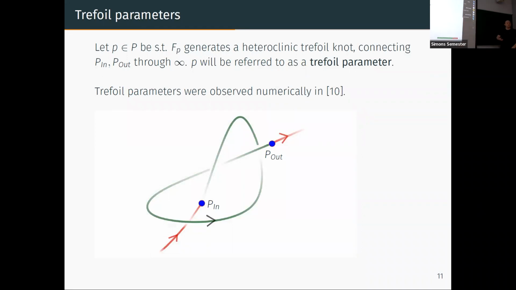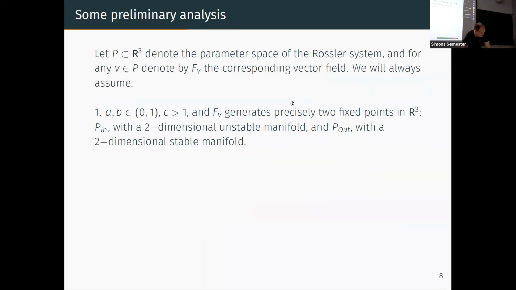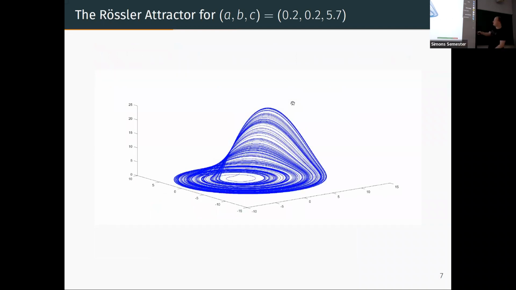Question about the picture of the attractor with this cross-section. Let me go back to it. The cross-section intersects this attractor more or less like this. It's a half plane whose boundary passes precisely through the middle of the attractor, through that little hole in the middle. Yes, it passes through the fixed point, and it goes to infinity.